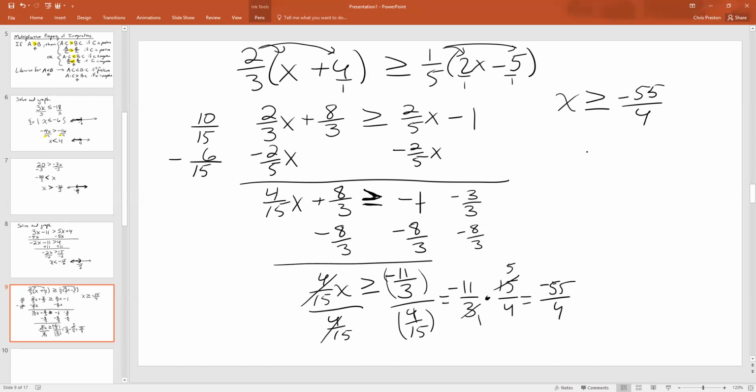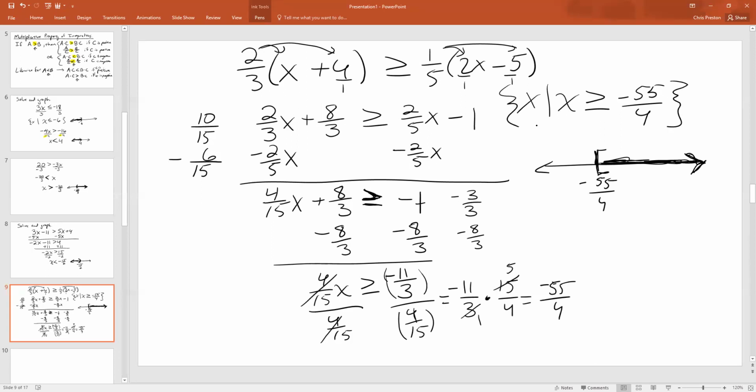We get -13 3/4. Again, it doesn't really matter. Just draw the number line. Just label -55 fourths, and then greater than or equal to. The or equal to means use a bracket there. The end is included. That is a possible answer. And then greater than, so we're going to go to the right. And there we go.